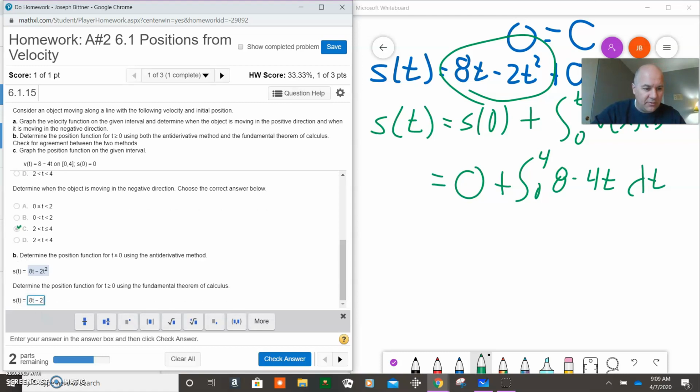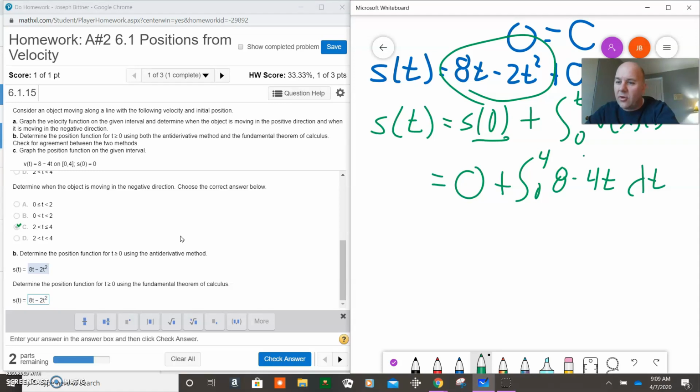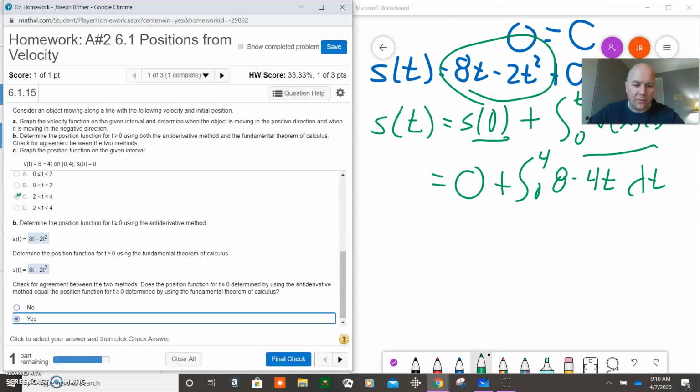8t minus 2t squared. So really when you take the antiderivative and then just solve for the c value, that's just taking the antiderivative. But when you do the fundamental theorem of calculus, it basically is a formula that they're giving you what's the initial value, solve for the antiderivative, the integral, and you get the same solution. So nothing different there. The very last part here, and that one's always going to be yes.